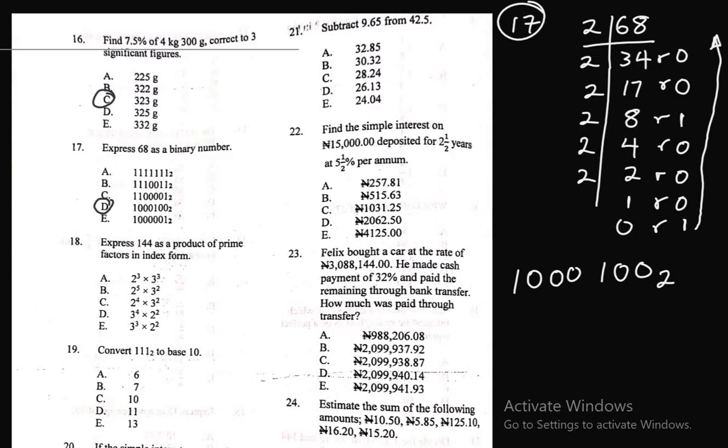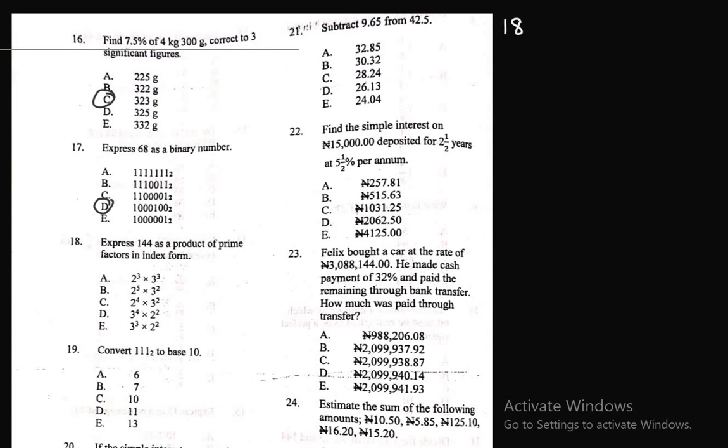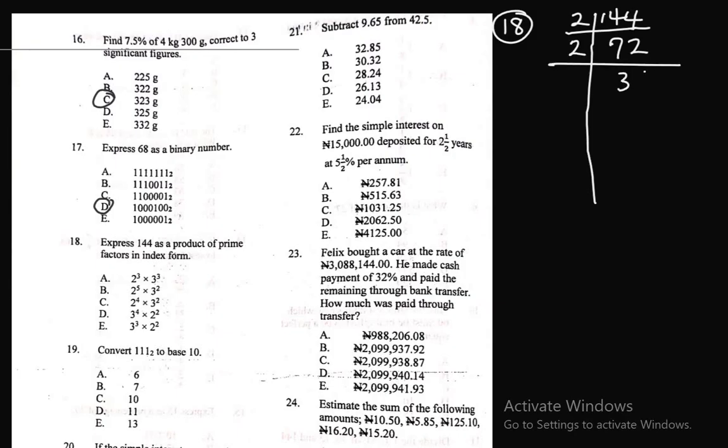Alright, we'll go over to question number 18 now. Let's clean this off. So question 18 says, express 144 as a product of prime factors in index form. We use the table method. 144, let's divide, starting with the smallest number that can go. 144 divided by 2 will give me 72. 72 divided by 2 is 36.